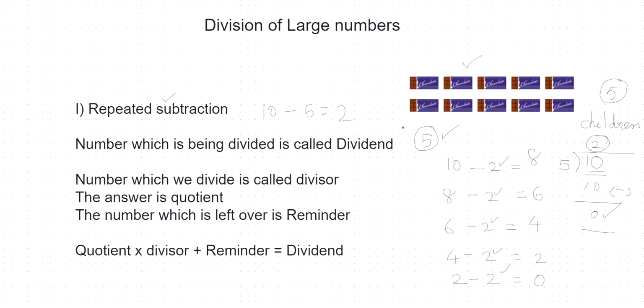So there is a small checking procedure for division. Okay. This is the checking procedure that we use for division, which is nothing but quotient, which is 2, into divisor, which is 5. Okay. First multiply these two, plus remainder, which is 0 in this case, which is equal to the dividend. Okay. Which is 10 here. Okay. Clear? This is clear?